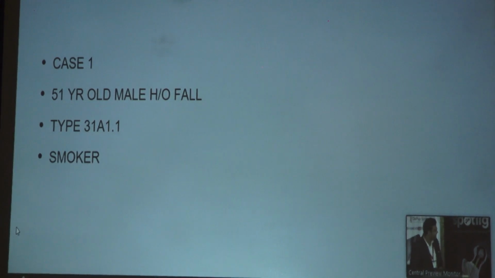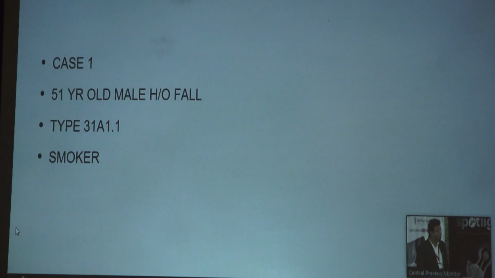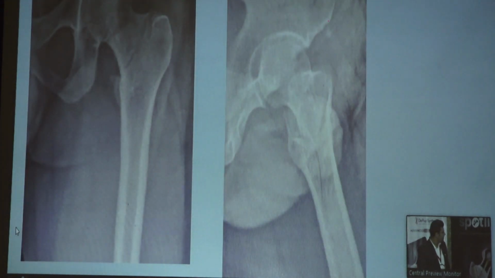So case 1 is a 51-year-old male, fall, type 31A1.1. He's a smoker. So the X-ray looks like this.